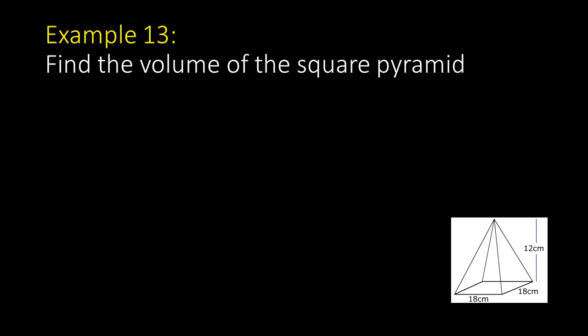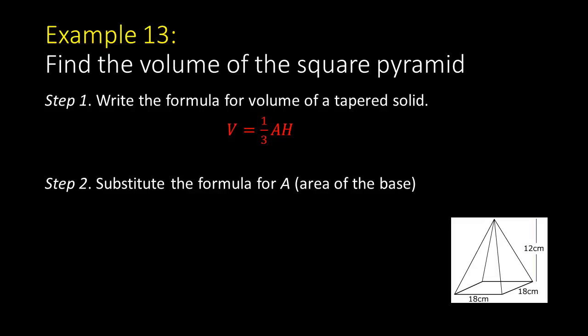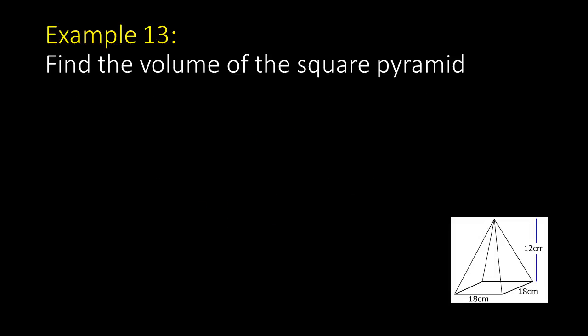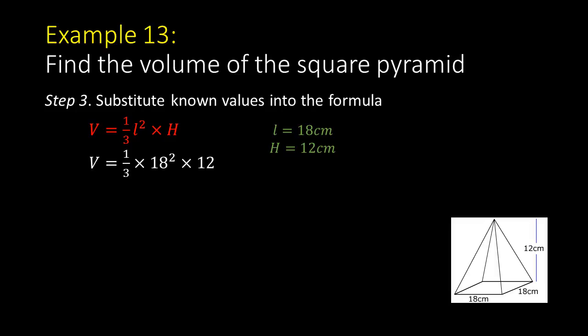Okay, having a look at another example, the square pyramid, where our length is 18 and our perpendicular height is 12. So step 1, writing down our formula. Step 2, substituting the formula for the area of the base. In this case it's a square, so we have to sub in L squared. We know that the area of a square is length squared. And our last step, sub the known values into the formula. So we have that length is 18, perpendicular height of the pyramid is 12, and we get our answer there.